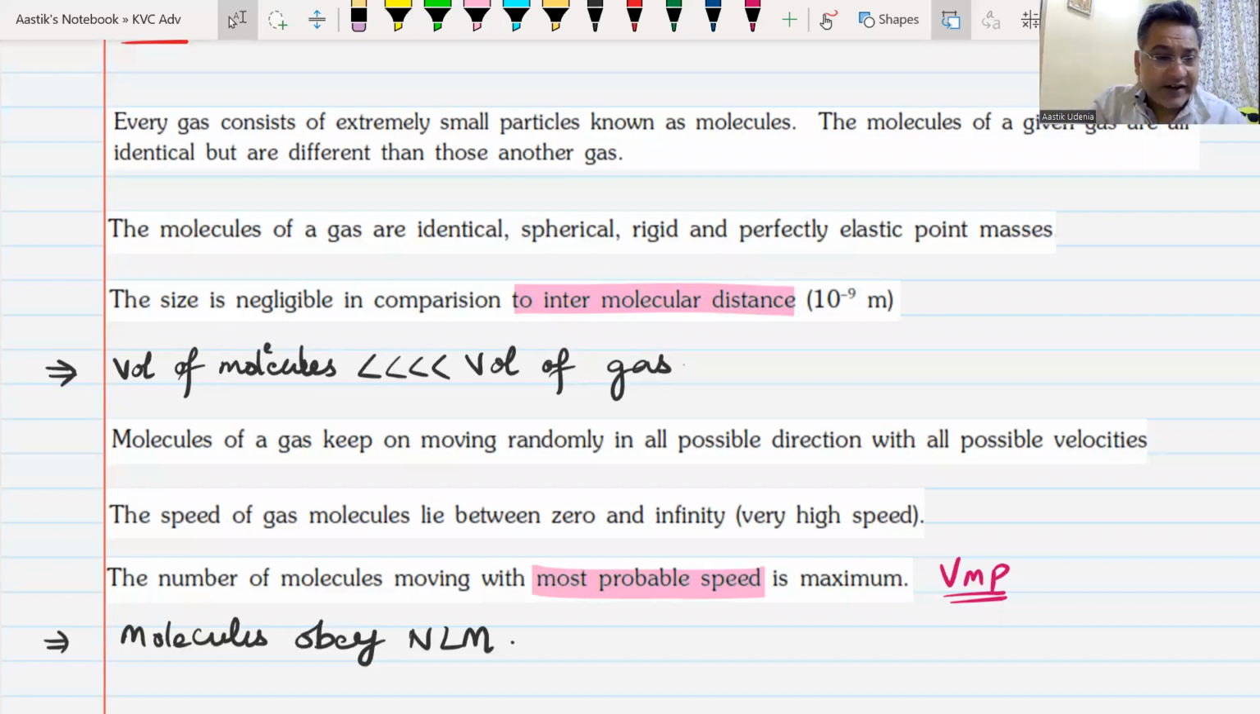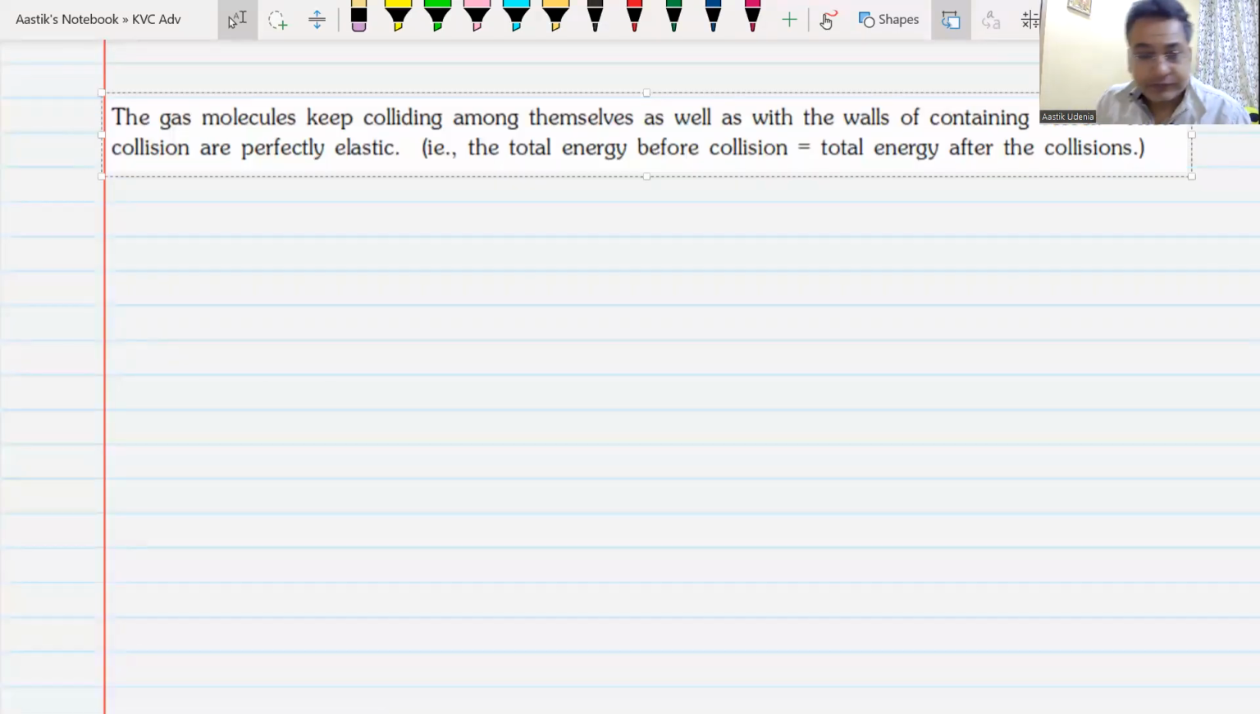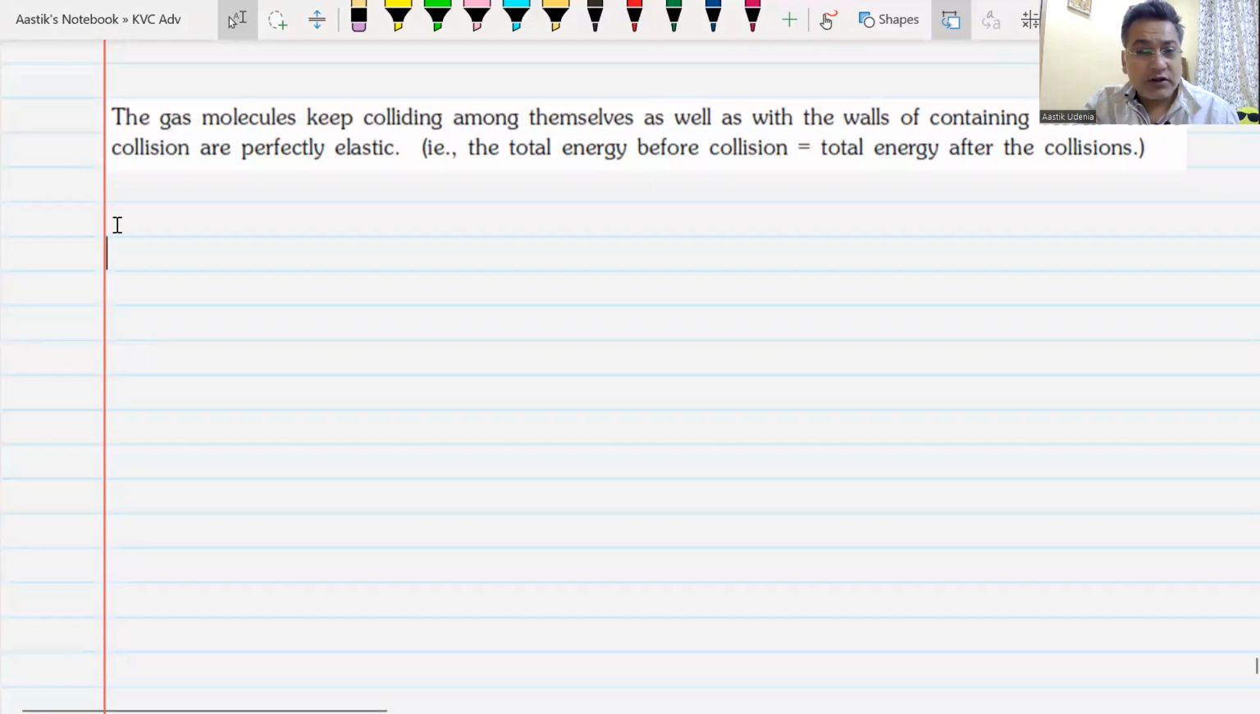Now, these molecules are in random motion. So, what will happen when they are in random motion? They are going to collide with each other, and they will also collide with the walls of the container. Because of their collision with the walls of the container, they will exert pressure. But whatever happens, whether they collide with themselves or with the walls of the container, the collisions are perfectly elastic. Do we remember perfectly elastic collisions?